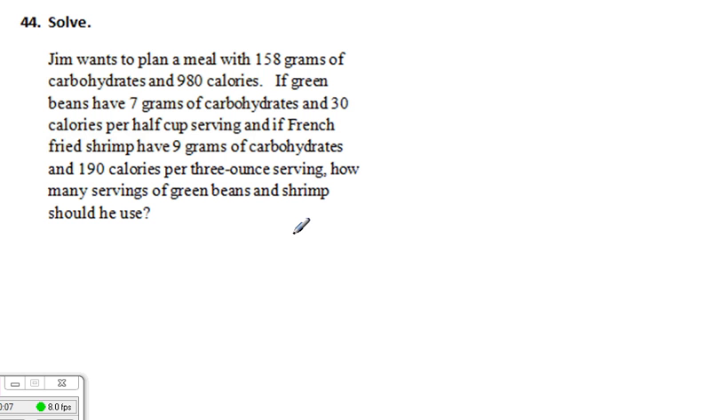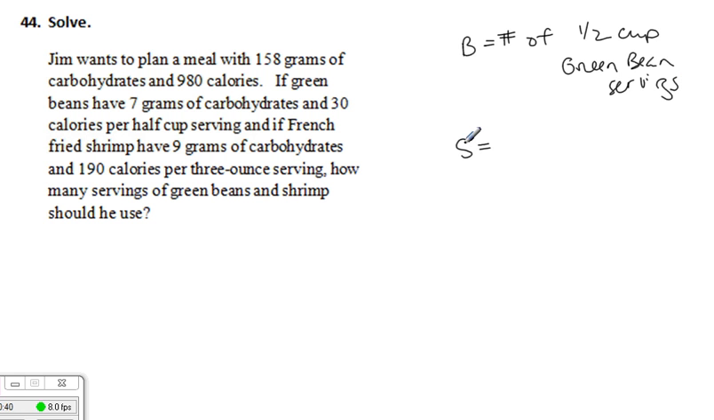For number 44, I'm going to set up a system of equations. And you can read through this problem, but I have both green beans. So I'm going to let green beans be represented with a B, or the number of green beans. I think it was half cup servings. And then we're going to let S represent the number of shrimp servings, which those were 2-ounce shrimp servings.